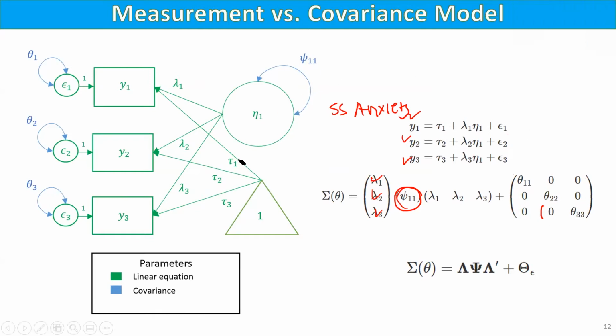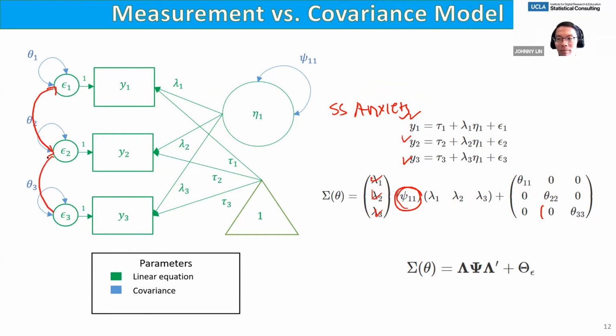Would you just put arrows between epsilon 1 and epsilon 2 and so on and so forth? Exactly. Great. Yes. So you would draw a double path between these. Right. Perfect. So that would be theta 1,2, theta 2,3, and I'm missing one more, right? So that's how you would draw what we call a correlated error model. Perfect. Good job. All right.